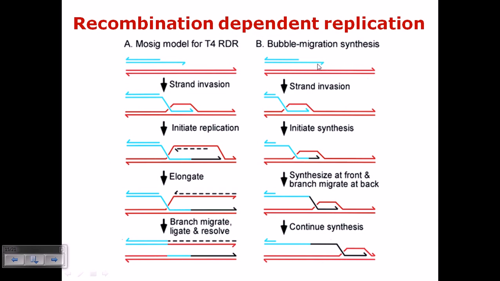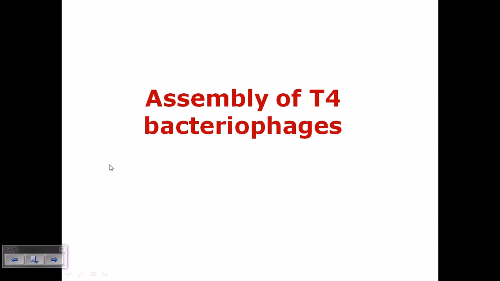In the case of the bubble migration model, we can also see strand invasion and initiation of synthesis, but synthesis will only occur in one particular part. It will synthesize at the front and branch migrate at the back, right? After the synthesis is done, it continues synthesizing the whole strand and it will come apart. After that the other strand will invade and synthesize in its own way. So that's how the two models explain how recombination can take place during the second phase of replication of T4 phage.